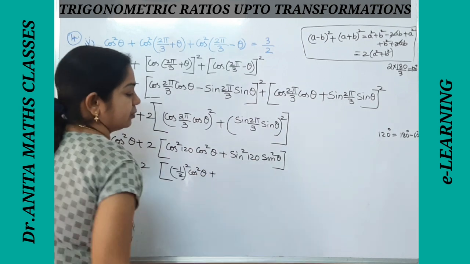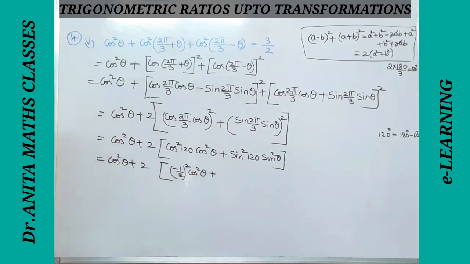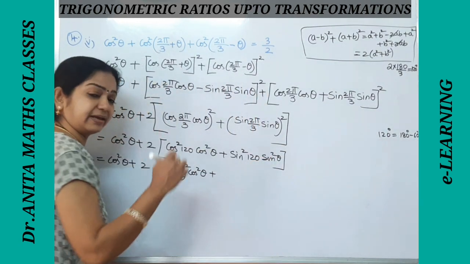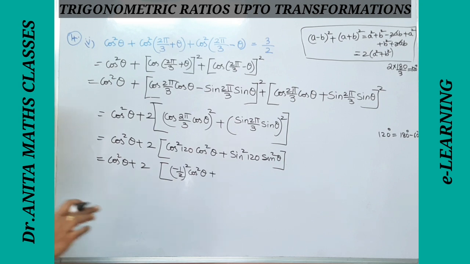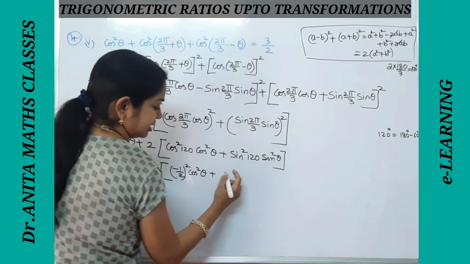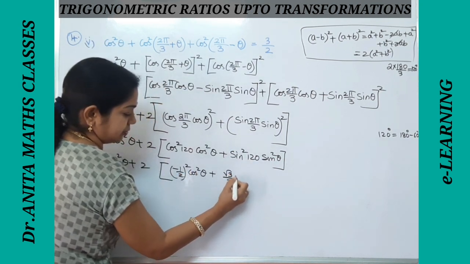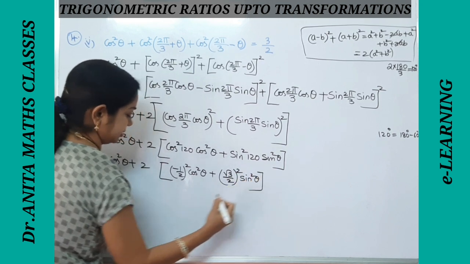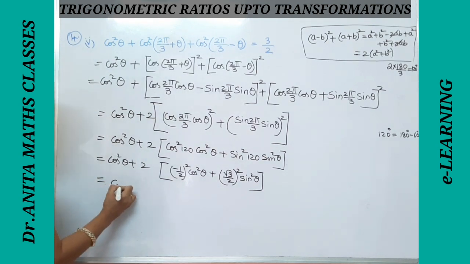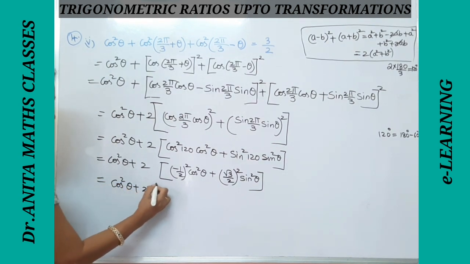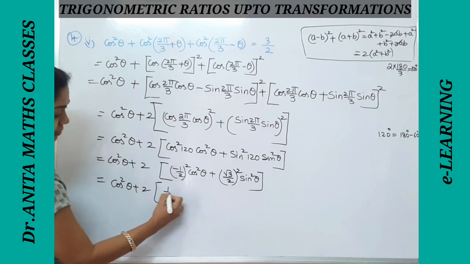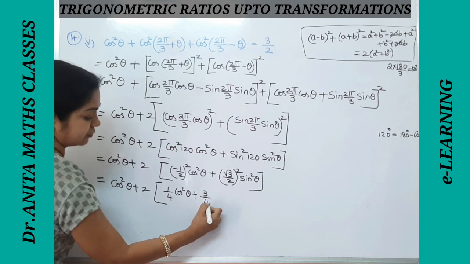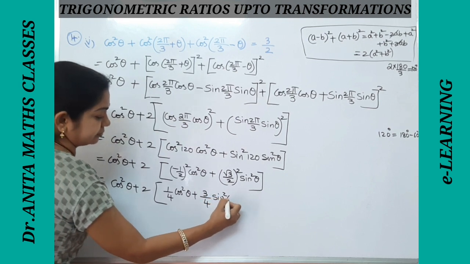Here sin of 180 minus 60, that is in the second quadrant, sin is positive. So sin 60 is root 3 by 2 whole square and sin square theta. Let me take this. Right. Here we got cos square theta plus 2 into minus half, so 1 by 4 cos square theta plus 3 by 4 sin square theta.